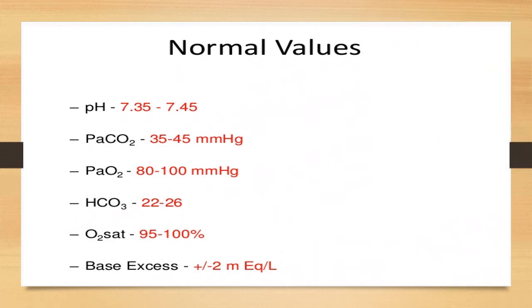Coming to the normal values: pH 7.35 to 7.45, partial pressure of carbon dioxide 35 to 45 mm of Hg, PaO2 80 to 100 mm of Hg, HCO3 22 to 26, oxygen saturation 95 to 100%, base excess plus or minus 2 milliequivalent per liter.